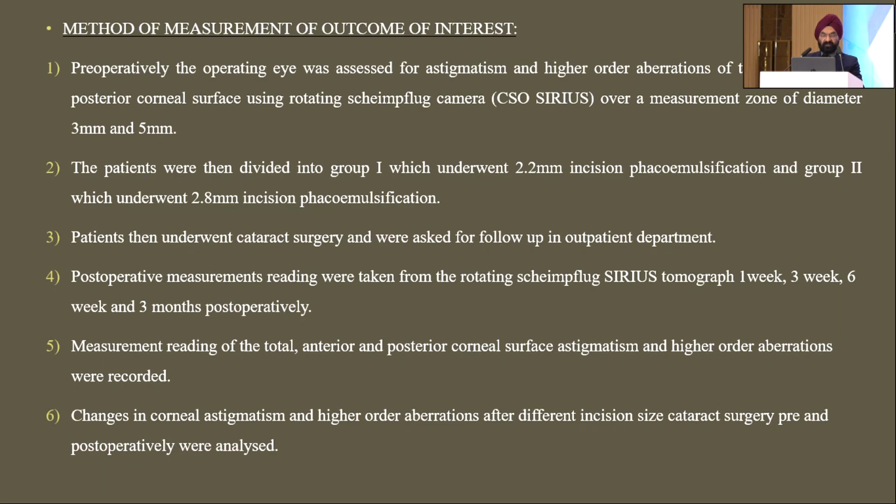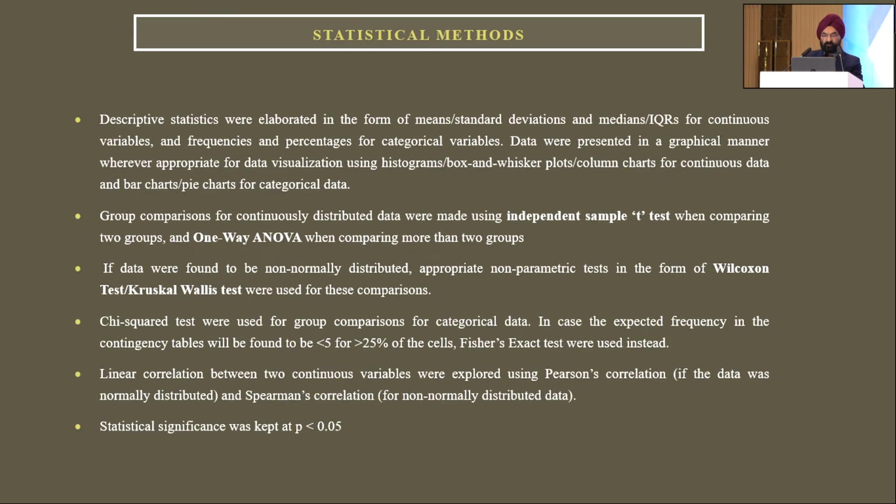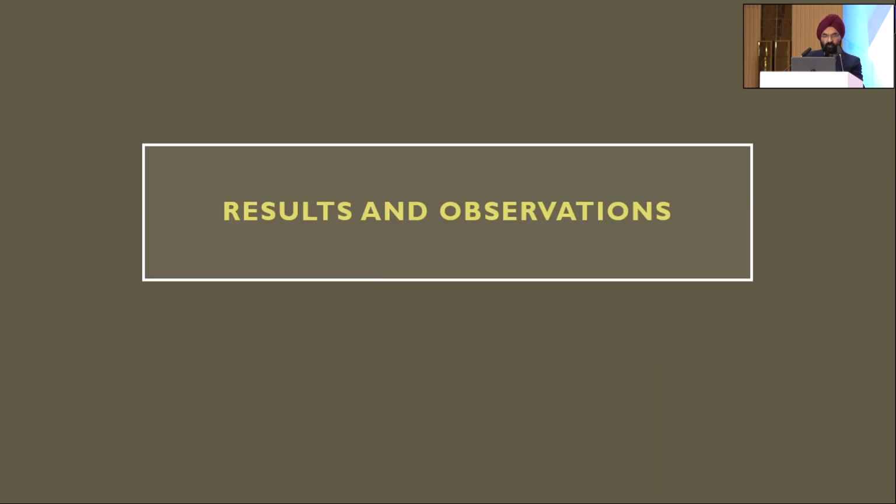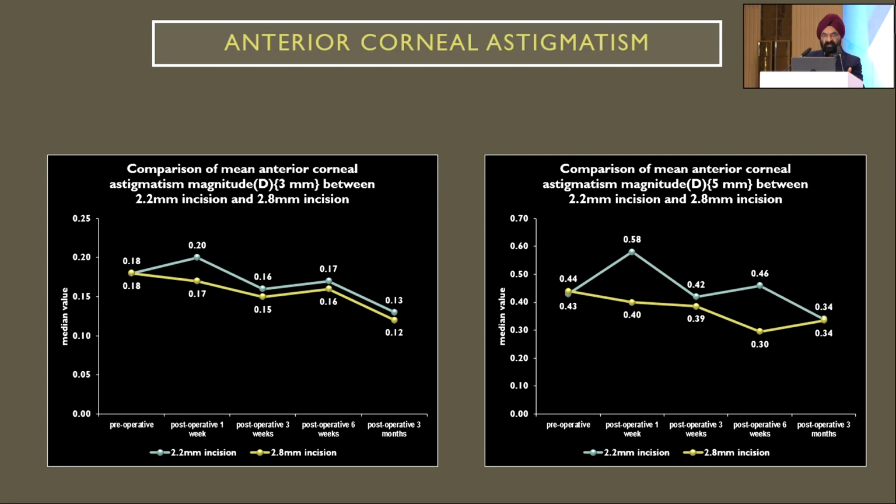We divided these patients into two groups. Group 1 underwent 2.2 millimeter incision, and Group 2 underwent 2.8 millimeter incision. Not only the pre-operative measurements were taken, but also post-operative measurements of these higher order aberrations were taken at first week, third week, 6 weeks, and 3 months post-operatively. These were the statistical methods which were used. The independent sample t-test and other statistical tests were done, and so we arrived at these results and observations.